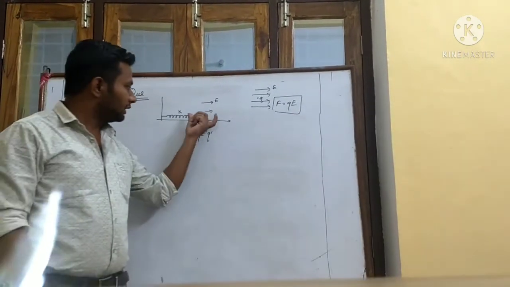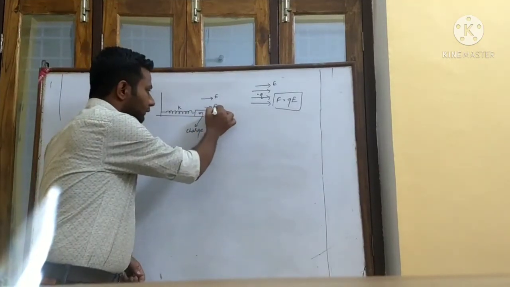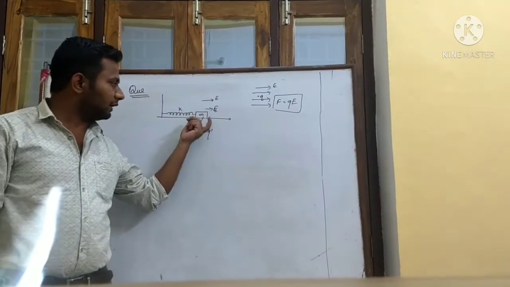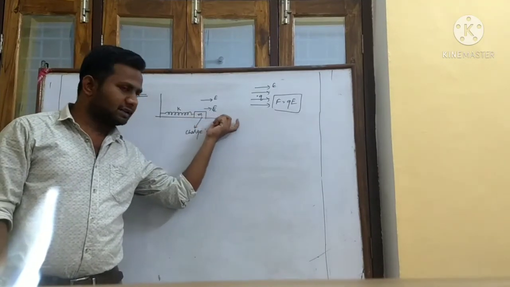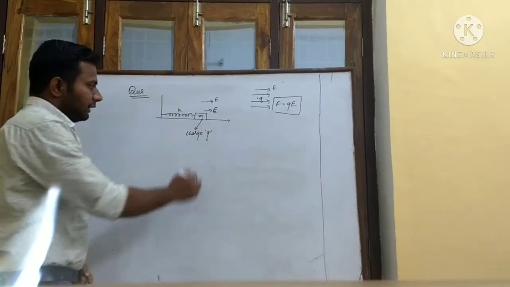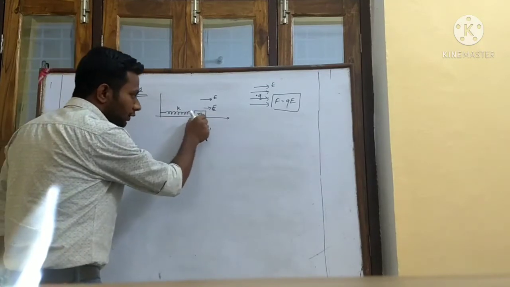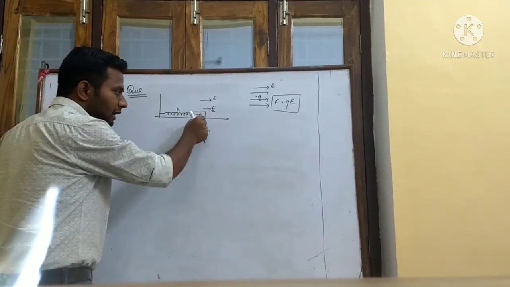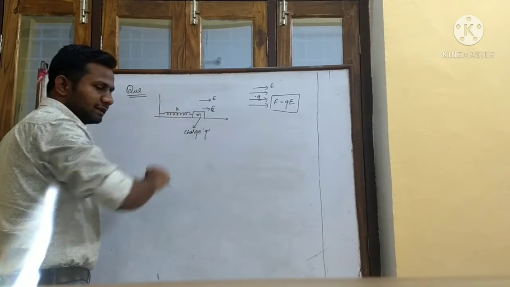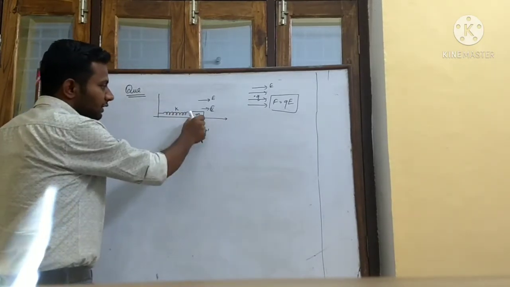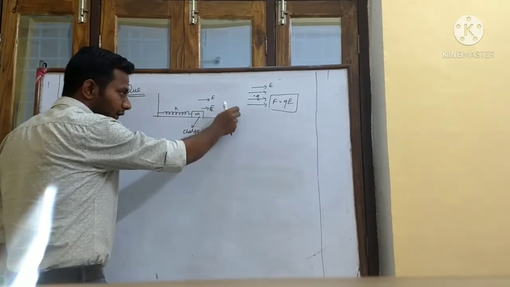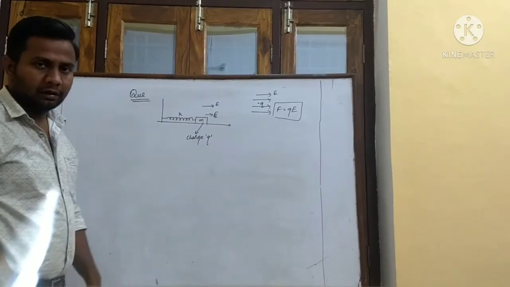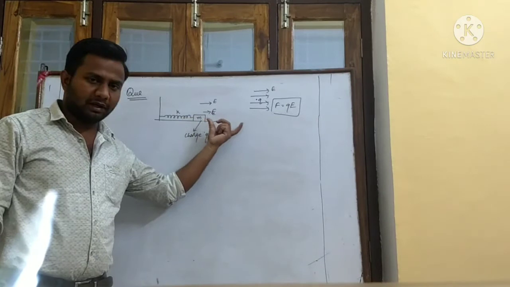So this block will get an electrostatic force, and because of that, this block will move in this direction. But definitely when it is moving in this direction, there will be a restoring force due to this spring. So this block will move up to a limited value, after that it will come back. So this type of motion will happen here.